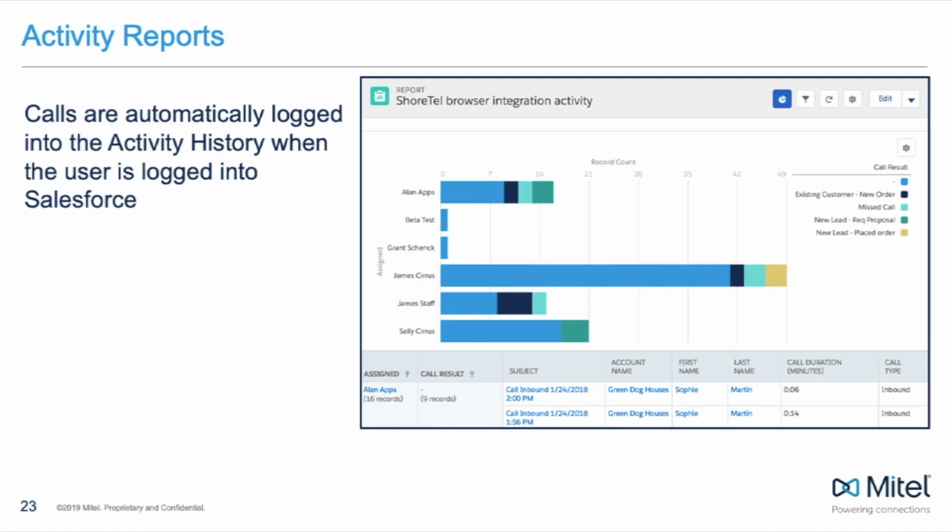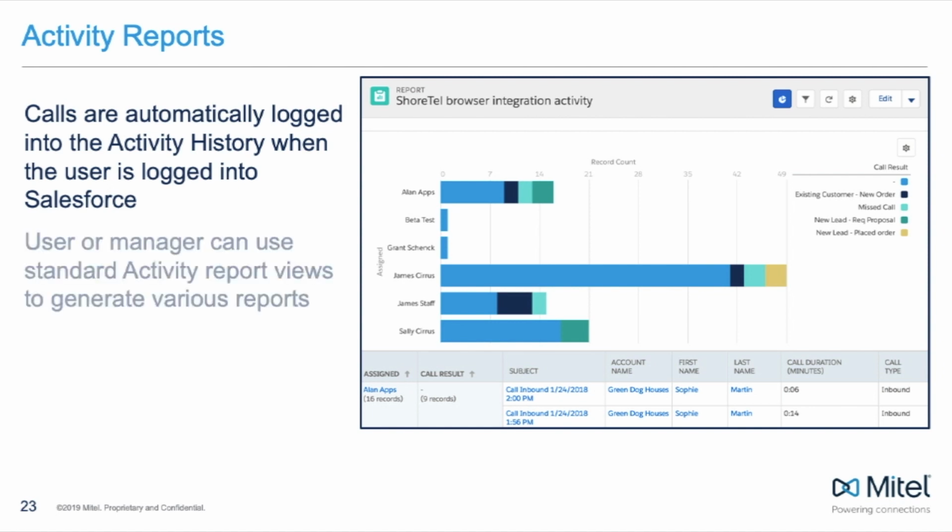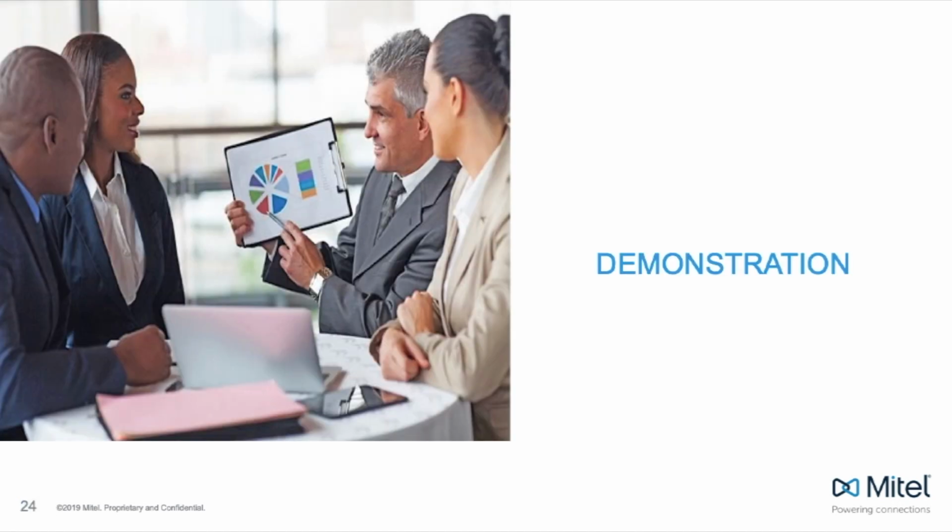Calls are automatically logged into the activity history when the user is logged into Salesforce. Then the user or manager can use standard activity report views to generate various reports. Now let's watch a demonstration video to show the new soft phone in action.